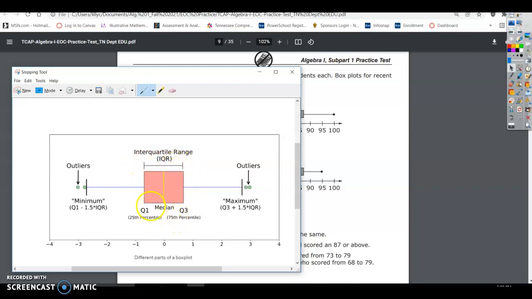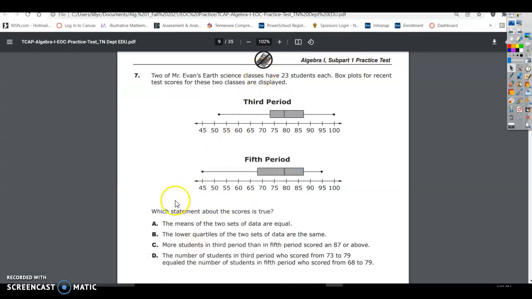But the reason we're looking at this, I want you to remember that this line in the middle is your median, not your mean. So for this question, when it says the means of the 2 sets of data are equal, we know that's not true, or we don't know if that's true or not. So this one says the lower quartiles of the 2 sets of data are the same. That's not true. 5th period does extend further. And it says more students in 3rd period than 5th scored an 87 or above. So we cannot determine that from this graph.